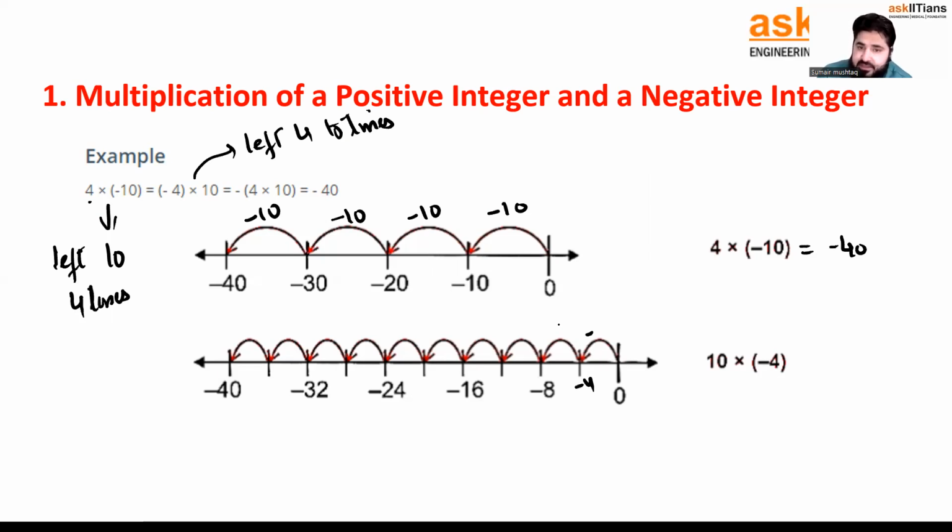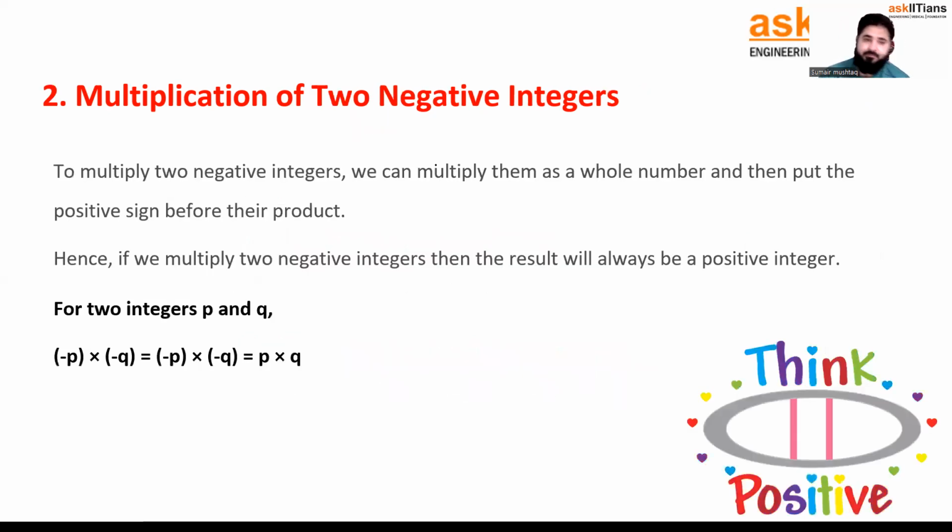Okay, this is -4. At the same time, if you travel it 10 times, you will get -40. So in both cases, your answer is equal. You just have to put the negative sign outside and start the multiplication of integers. Is that clear? Okay, fine. Now, you have the multiplication of two positive integers and two negative integers. Very easy. You know that negative and negative will become positive, isn't it?